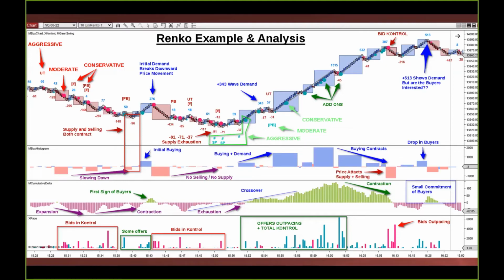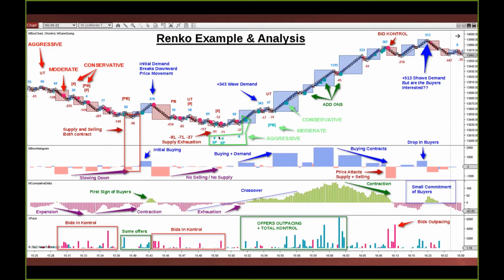Then we come back down and look at this. We got all these red dots. So the bids are in control, right? The pace of the bids are in control. But there's a supply exhaustion. We're going to this minus 91, minus 71, 37, bam. I mean, it evaporated. Supply evaporated, selling evaporated, exhausted in the cumulative delta, beginning to cross over, okay?